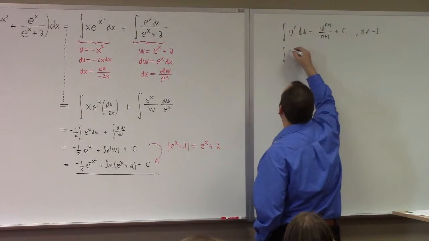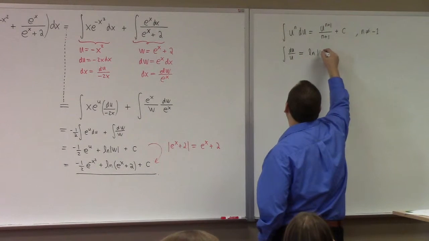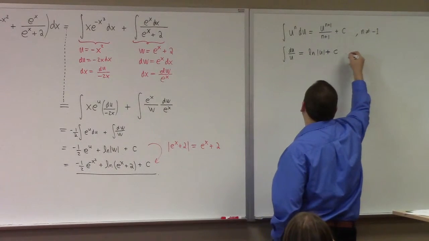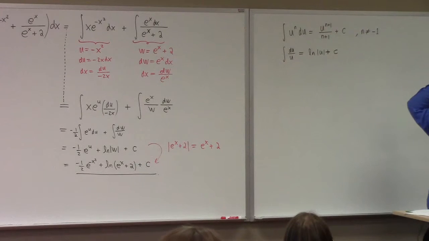This is the power rule for integration, or anti-differentiation if you like. The other one we know is that the integral of du over u is the natural log of the absolute value of u plus a constant. Again, I'm not going to hold your feet to the fire on the absolute value on this test. I'm just writing it because that's what's correct.